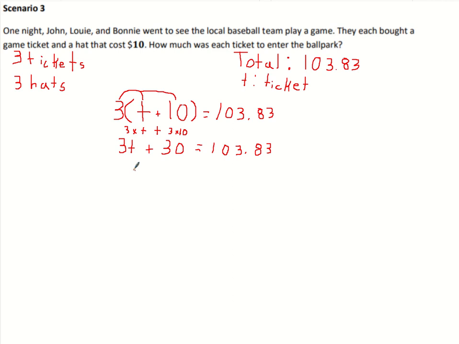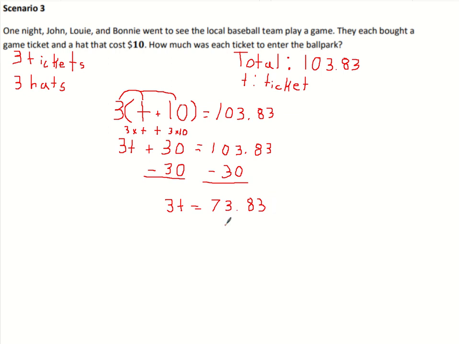I want to just know how much 3 tickets cost. So I'm going to take away the $30. And when I take away the $30, I now only have my 3 tickets. And my 3 tickets, if I were to do 103 minus the 30, I'm going to get 73 and that 83 cents. So now I know that 3 tickets cost $73.83.